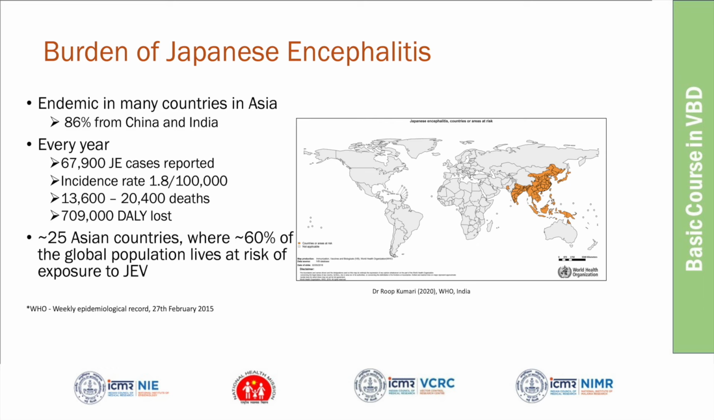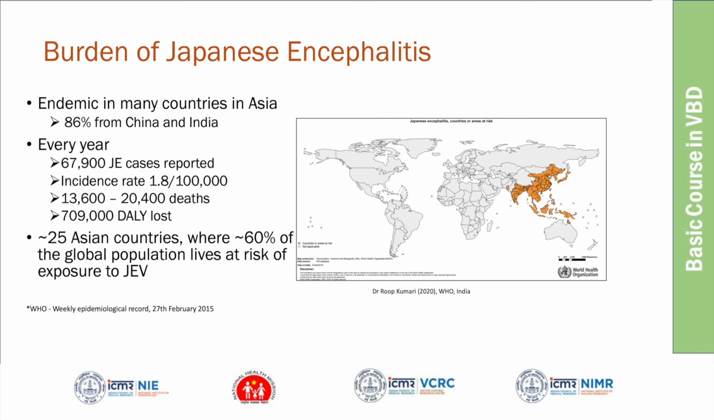Every year, globally, we have around 68,000 JE cases reported. This translates into an incidence rate of 1.8 per 1 lakh population. For every 1 lakh population in this region, we have about 2 new cases of JE reported every year. And between 13,600 and 20,400 deaths occur due to JE in these countries.